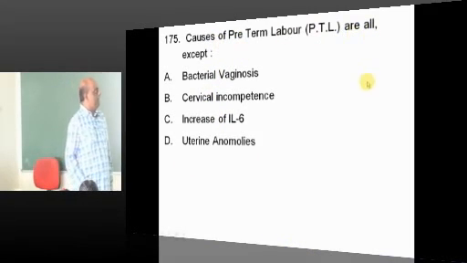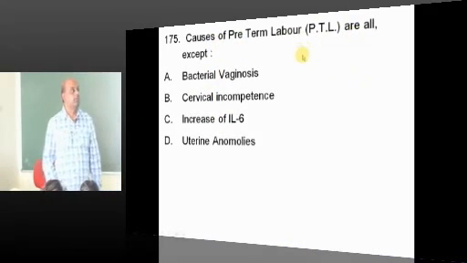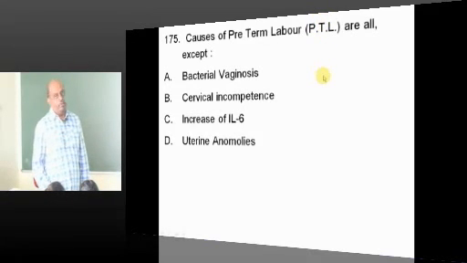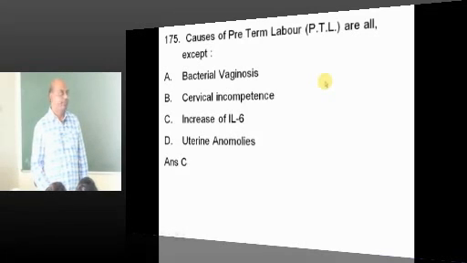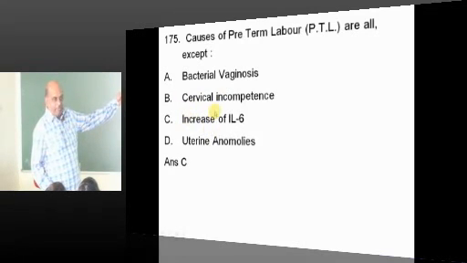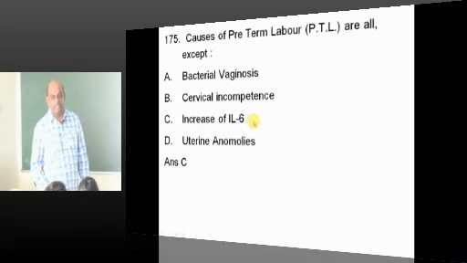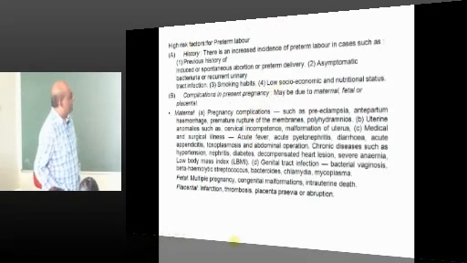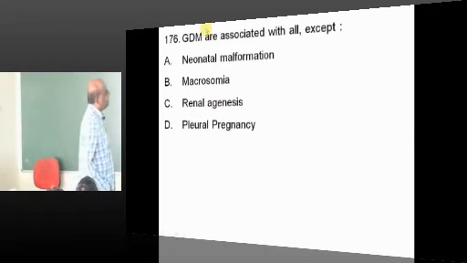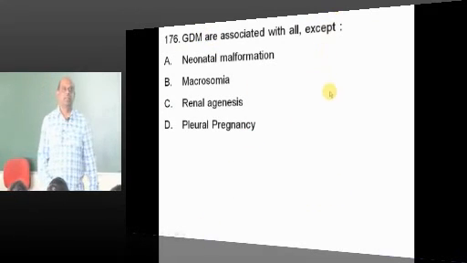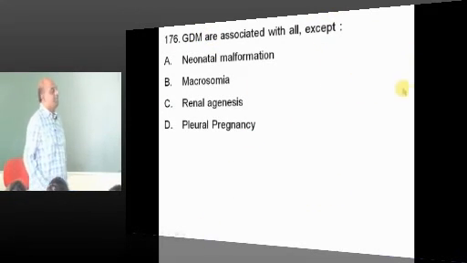All these can lead to preterm labor except? Uterine anomalies are known to lead to it, not all, but a good number. Cervical incompetence, bacterial vaginosis, uterine anomalies, they are all known. It is not an increase of IL-6, rather a decrease in IL-6, which is implicated among the cytokine factors. GDM is associated with all these things except, gestational diabetes.